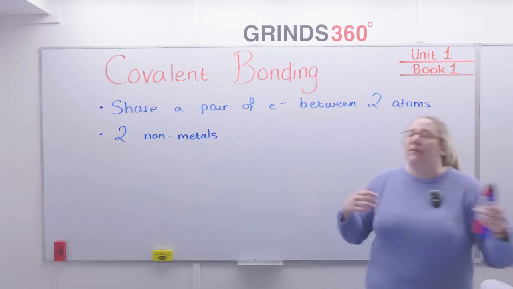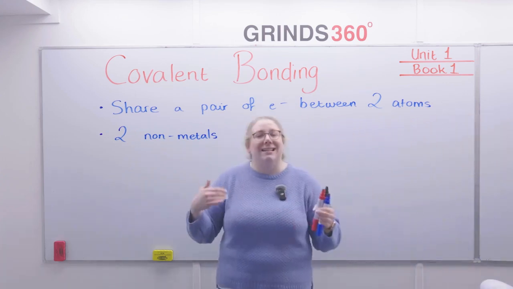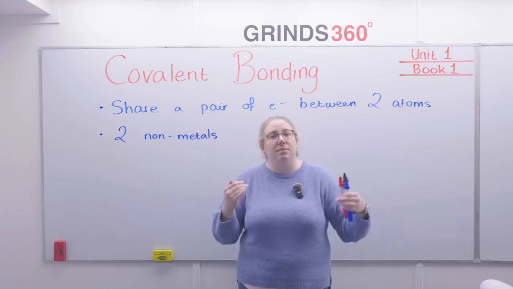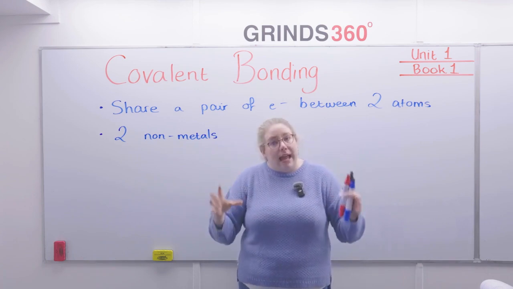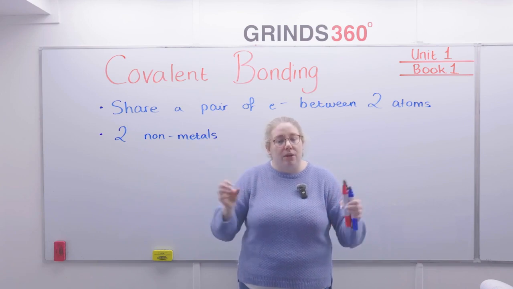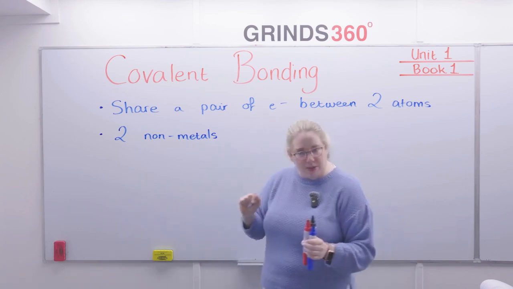Now, a little bit further down the line, we're actually going to look at electronegativity and using electronegativity values to predict bonding. So for now, I just want you to recognize that if two things are on the right side of the periodic table, they're going to form a covalent bond. We'll talk about exceptions later.